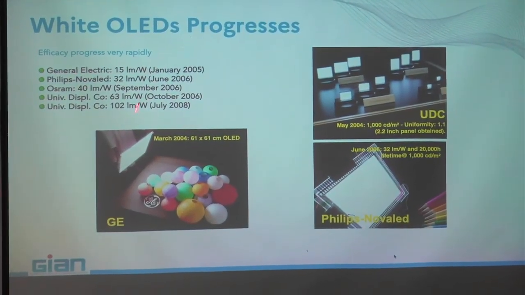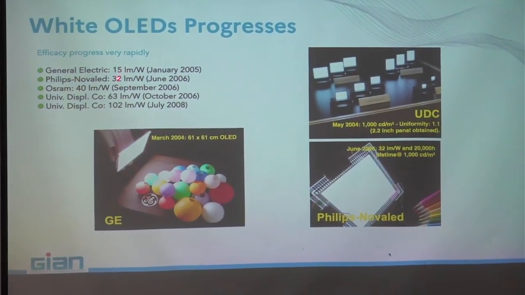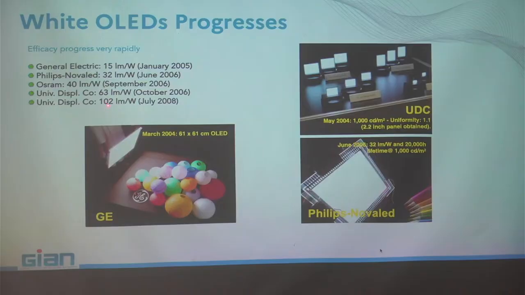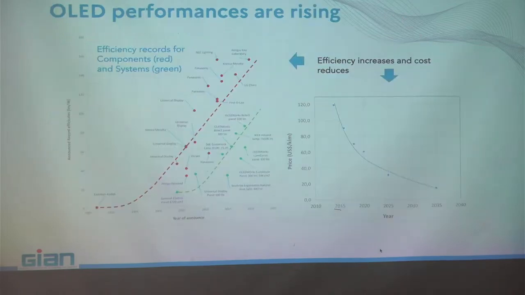You see the progress, very rapid: 2005, 50 lumen per watt, 32 in a year later, 40, up to 102 lumen per watt in 2008, and since then it continues to increase. We are able to make large area screens here. And here is the efficacy in lumen per watt. This is for components. You see here we are at more than 100 lumen per watt, and organic LED systems are also increasing very rapidly.